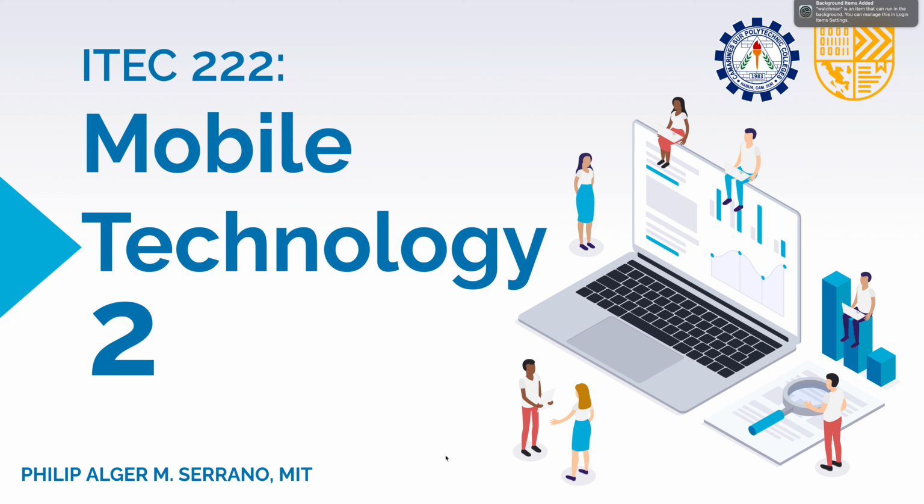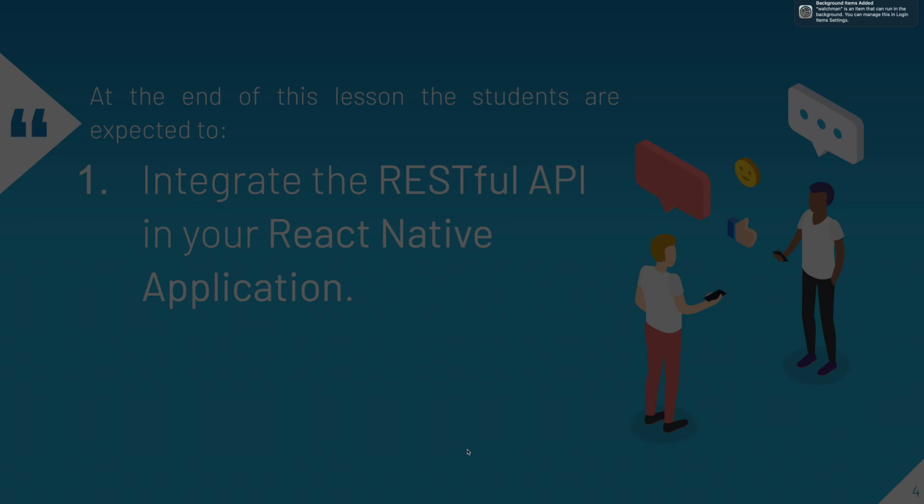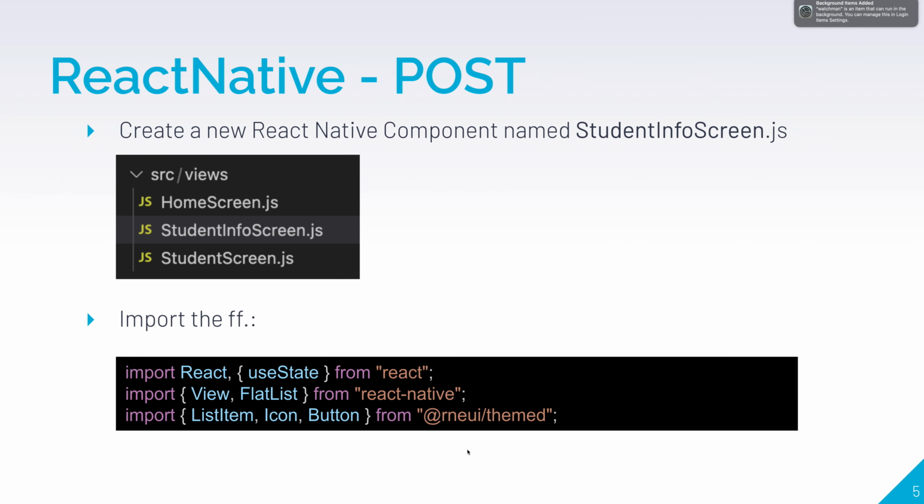Good day. This is the second part of the React Native application with API integration. In the first part, we created a new React Native project, implemented React Native stack, and used the React Native API get method to display the list of students. Now we will create a new file named student info screen to display the information of the selected student.